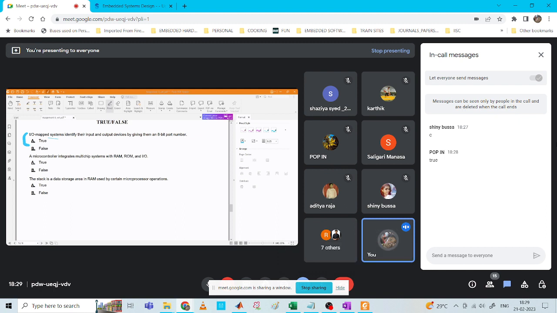Now this becomes a problem because when you are trying to compile a C code and make a binary out of it, you need to write separate programs to access the input output, and separate programs for the memory access. Okay, so the second one: a microcontroller integrates multi-chip systems into RAM, ROM, IO. True or false? This is pretty straightforward.